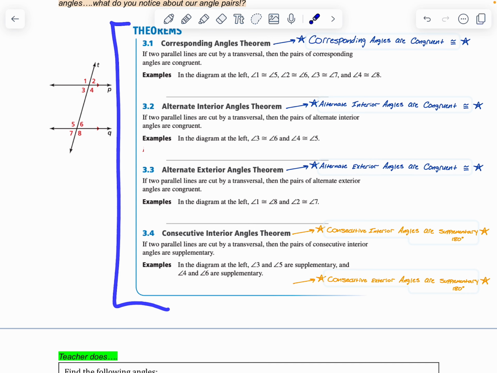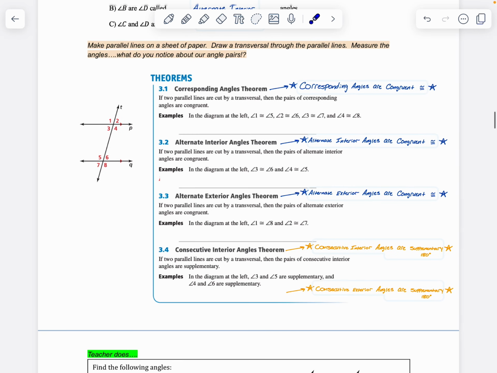It's the properties that we've got to know. So anytime you're looking at consecutive angles, they're always supplementary. Anytime you're looking at alternate angles, they are congruent. And anytime you're looking at corresponding angles, they are also congruent.